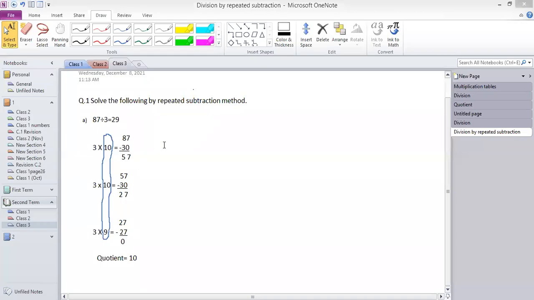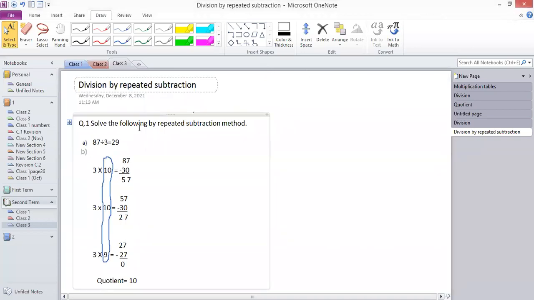I'm going to share a screen with you where you start writing. Can you see the screen, guys? Yes. Very good. Write the question.